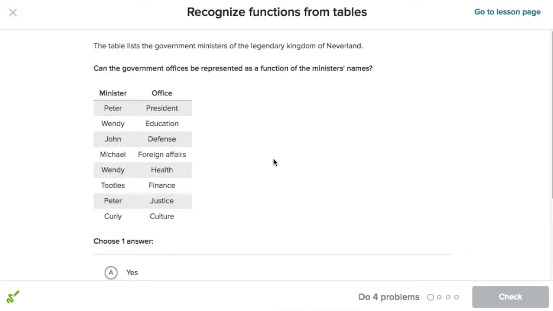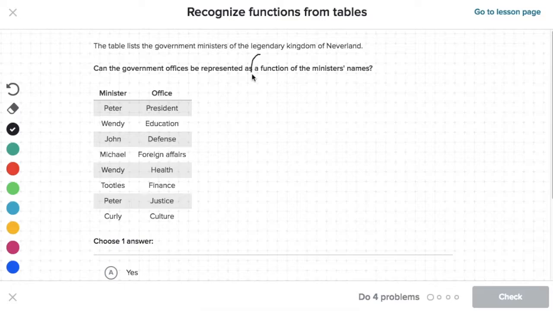We're looking at recognizing functions from tables. This first question here lists government ministers in the legendary Kingdom of Neverland. And it's asking you, can the government offices be represented as a function of the ministers' names? Now, the key thing to look at here is the function of the ministers' names.